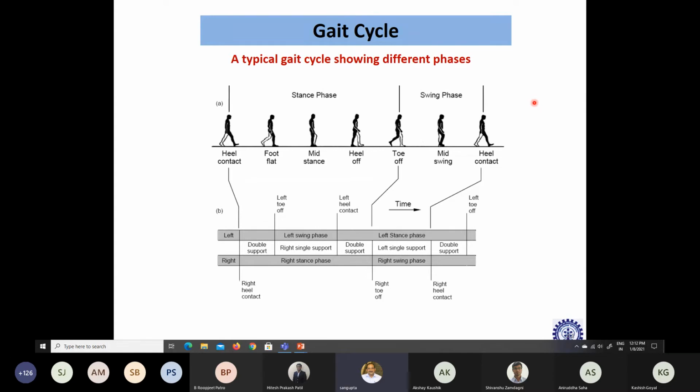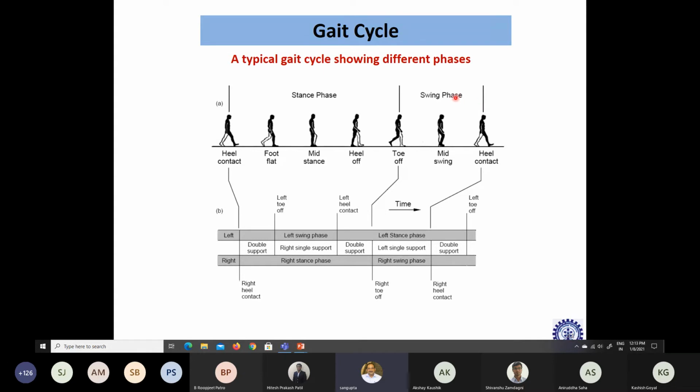As you can see, it consists of two phases. One is the stance phase, another is the swing phase. Now there are two legs taking part in the whole gait cycle, and you have to be very focused in identifying which leg is doing what sort of movement. When one leg is undergoing the stance phase, the other leg is going through the swing phase. So together, in conjunction, they are not only offering you movement, but also supporting the body weight.